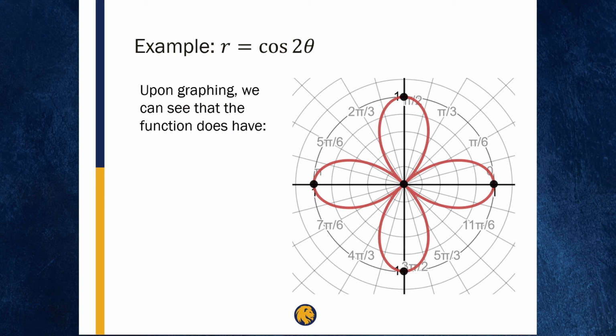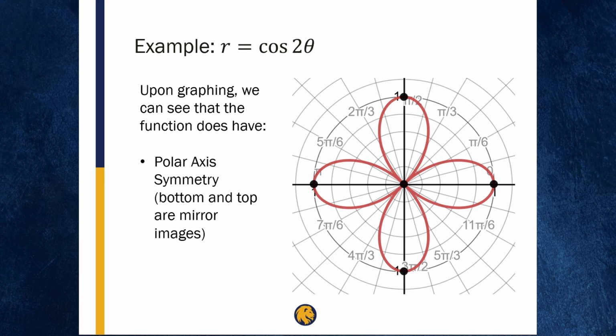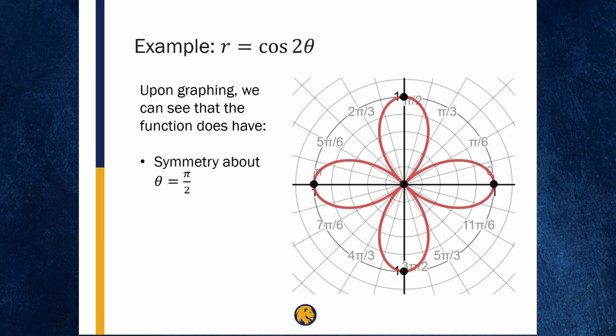So if we go back to the graph of r equals cosine 2 theta, we can see that it actually does have, first off, polar axis symmetry, because the top and bottom are mirror images. It does also have symmetry about theta equals pi over 2, because the left and right sides are also mirror images. It also has symmetry about the pole, because if we go between 2 points on either side, they'll be equally distant away from the pole in the middle. So it is symmetric about the pole.